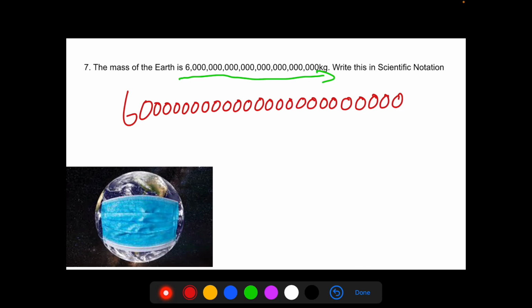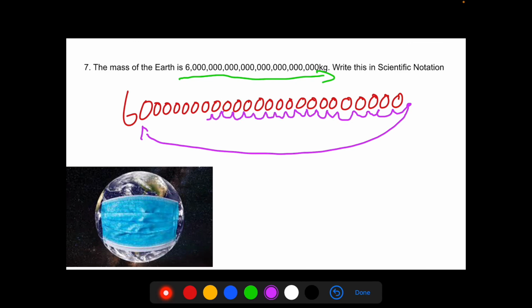All right, and our decimal place right now is after that 24th zero, but we want it between the 6 and that first zero. So all I'm going to have to do is move it. How many places? Well, let's go in reverse. 1, 2, 3, 4, 5, 6, 7, 8, 9, 10, 11, 12, 13, 14, 15, 16, 17, 18, 19, 20, 21, 22, 23, and 24.